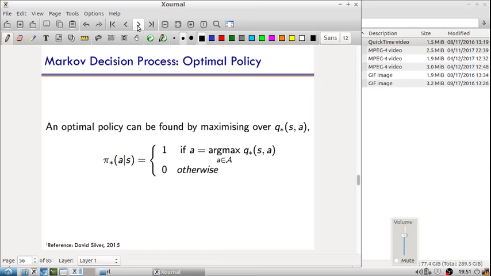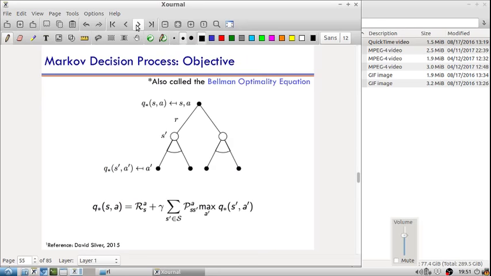Take that action which has the highest number. That's the best policy. So there's a relation between q star of s comma a and the best policy. If you could somehow get a handle on, or solve for, q star of s comma a, then you would get the best policy. And the hint is right here. So how do you get q star of s comma a for a problem?